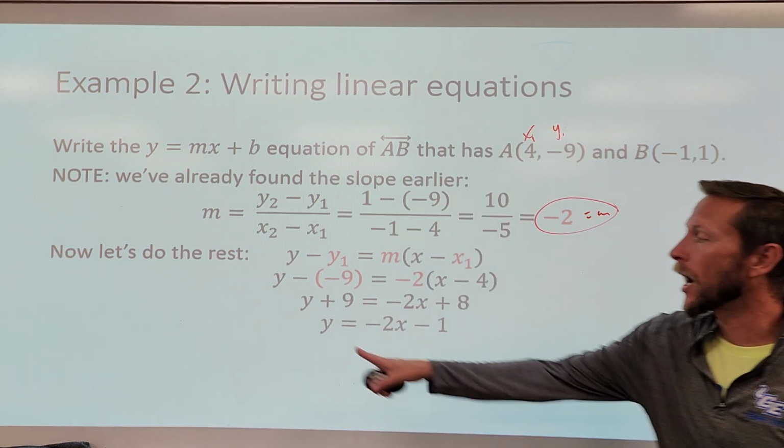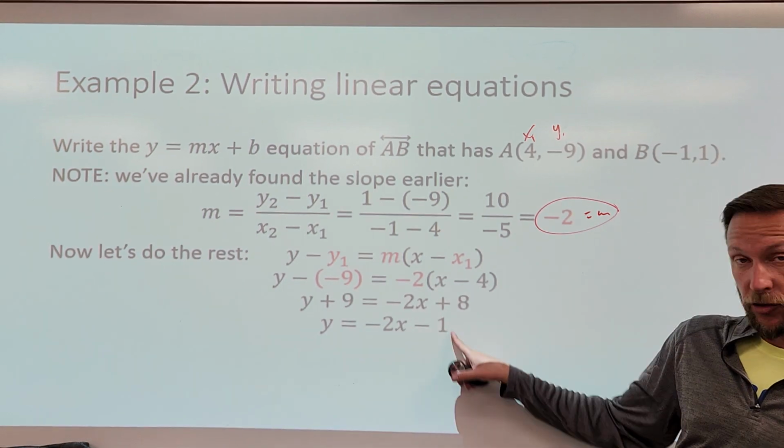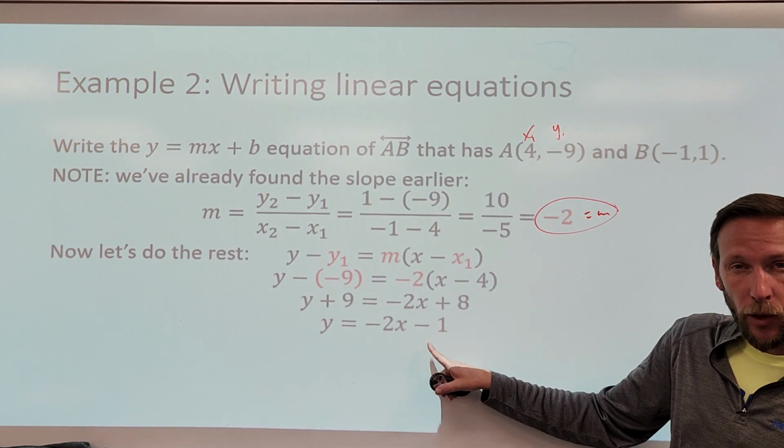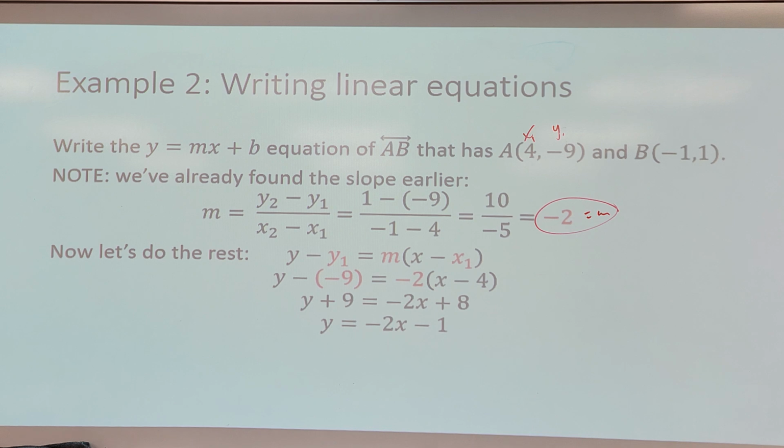So this is the y equals mx plus b, right? 0 comma -1 is our y-intercept. This is our y equals mx plus b equation.